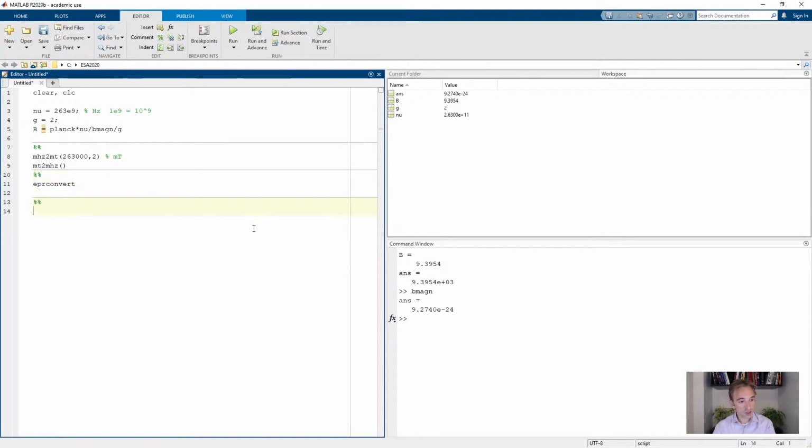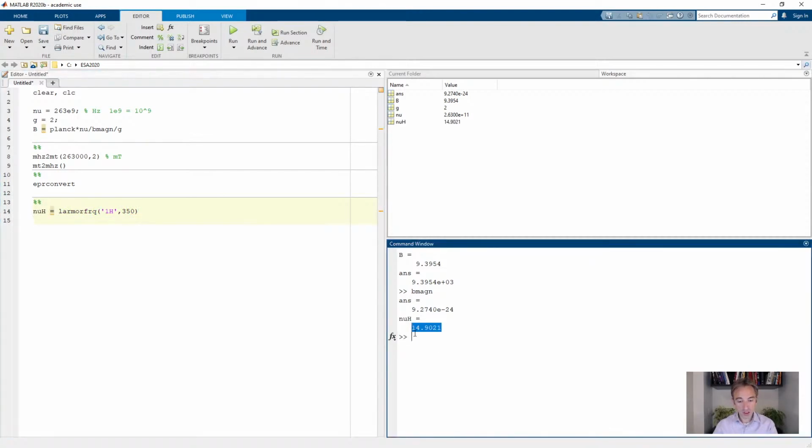There's another function that's useful, called larmorfrq, the Larmor frequency. That's useful for folks who are dealing with nuclei and doing ENDOR or ESEEM. What you can enter here is your isotope, for example, a proton, and the magnetic field in millitesla. And we can store the results. If you run this, we will see that we get the Larmor frequency of this particular magnetic isotope at the given magnetic field in millitesla. In this case, for the proton, it's 14.9 megahertz.